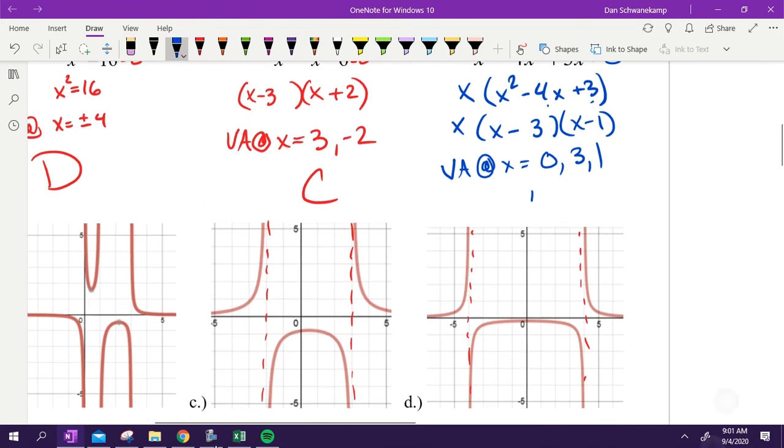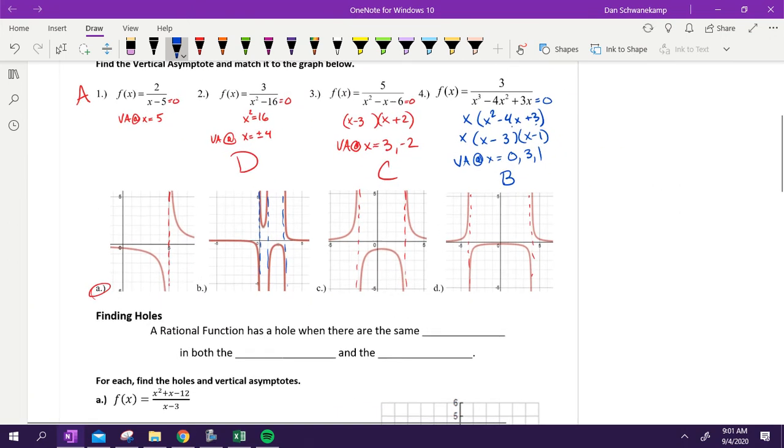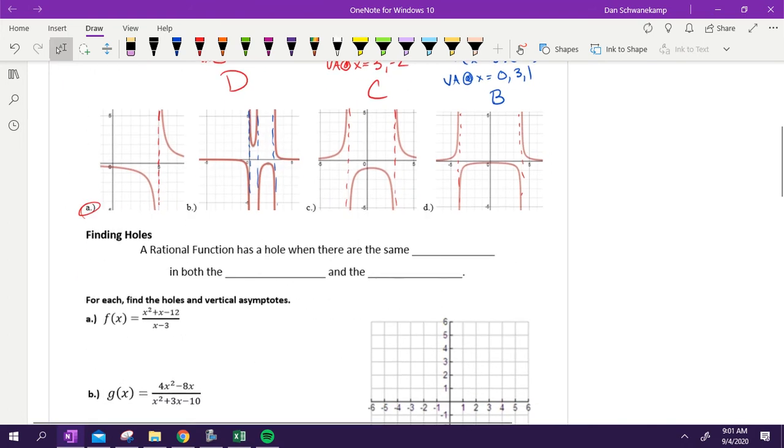So letter B is the only graph we have left. Hopefully there's vertical asymptotes at 0, 3, and 1. There's one at 0. There's one at 1. And there's one at 3. Good. Those are the ones we want. Questions with vertical asymptotes? Hopefully not too difficult.